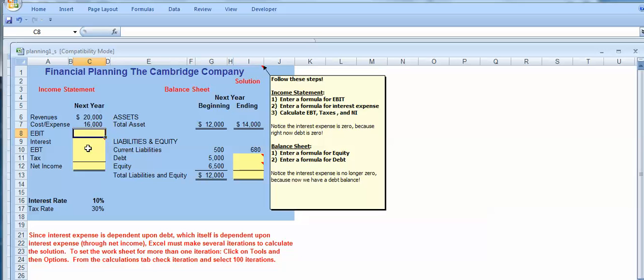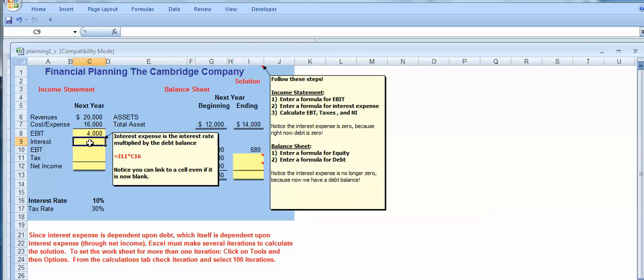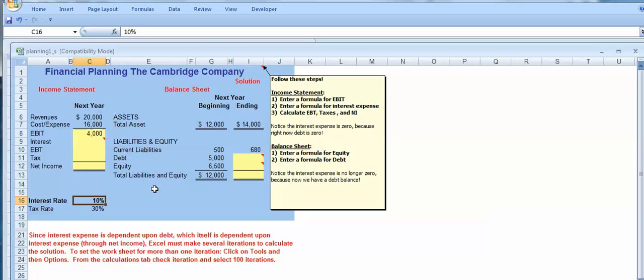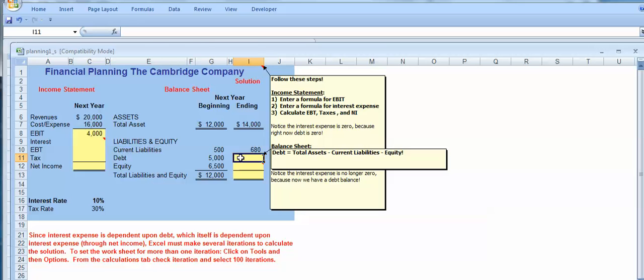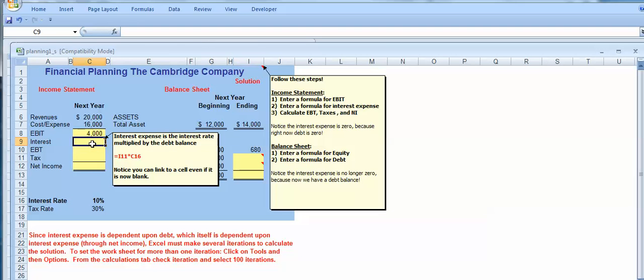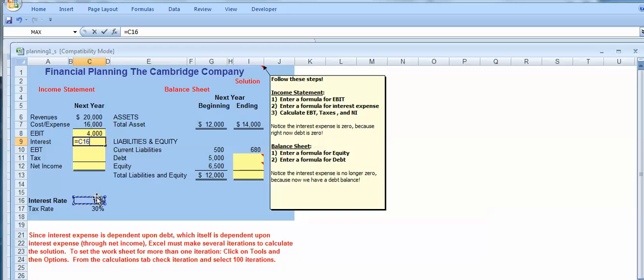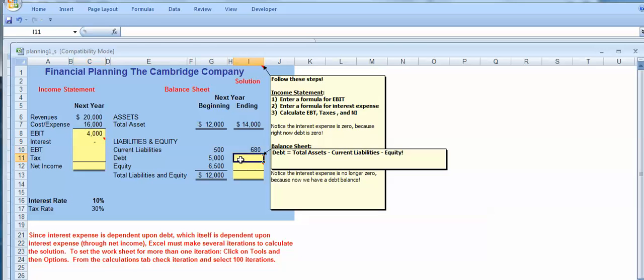Our earnings before interest and taxes will simply be our revenues minus our costs. Our interest expense, we don't have a number for debt yet, but it's simply going to be our interest rate multiplied by any debt balance. Our interest rate is 10%, and our debt balance will be right over here in column I. So let's put in a formula equals our interest rate multiplied by the debt balance. Not there yet, but notice as soon as I put something in for debt, if I put $1,000 in, we will have interest expense. For now, we've got nothing going on for debt.